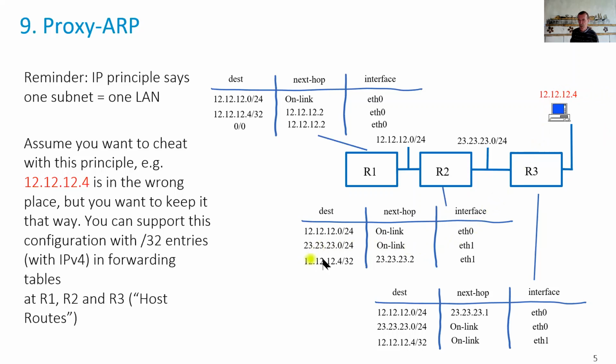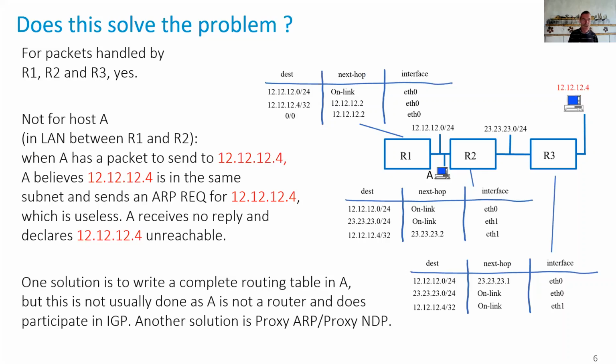And this is called here a host route. It's a route where the length of the prefix is the entire IP address here. So that will take care of the fact that R2 will send packets to this red thing to the correct destination. R3 should do something similar. So if you do this, of course, you should account for this in the routing table. But that doesn't solve all the problem.